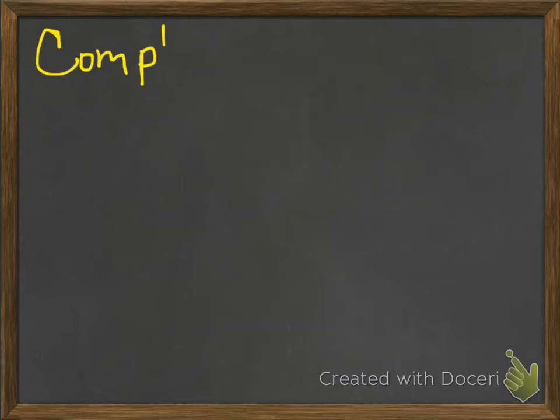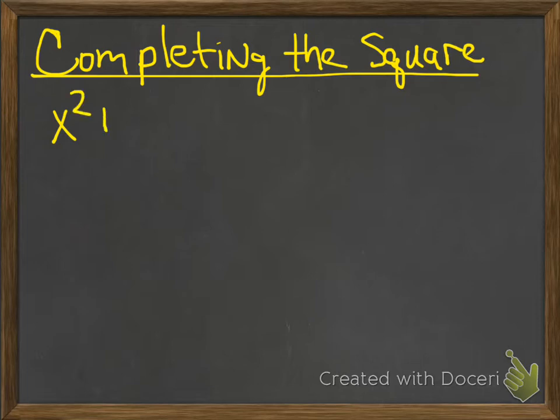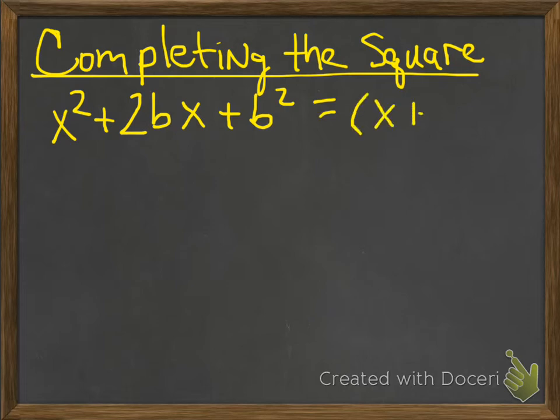So for completing the square, how do we get to that point where we can have the perfect square trinomial? It's actually a very simple thing to do. Completing the square just basically says you'll have some type of x squared. You want it in that format, x squared plus 2bx plus b squared. And we want to get it to where we can go x plus b squared.